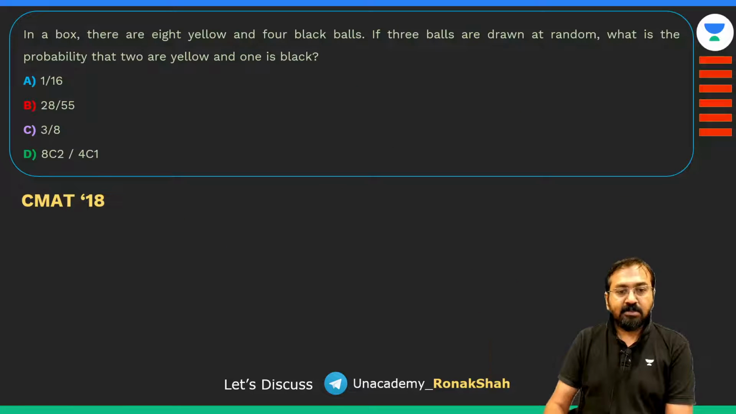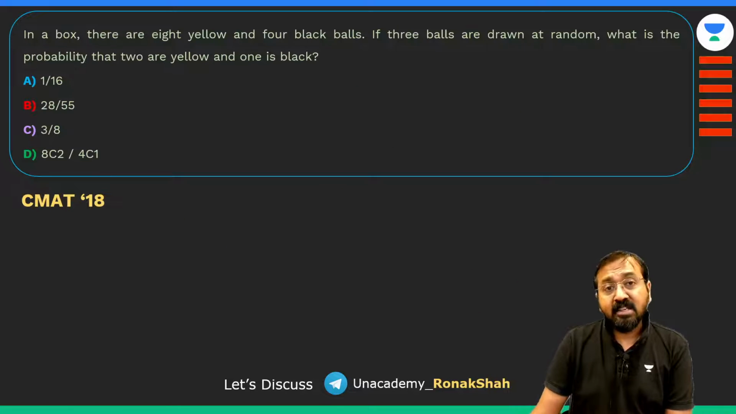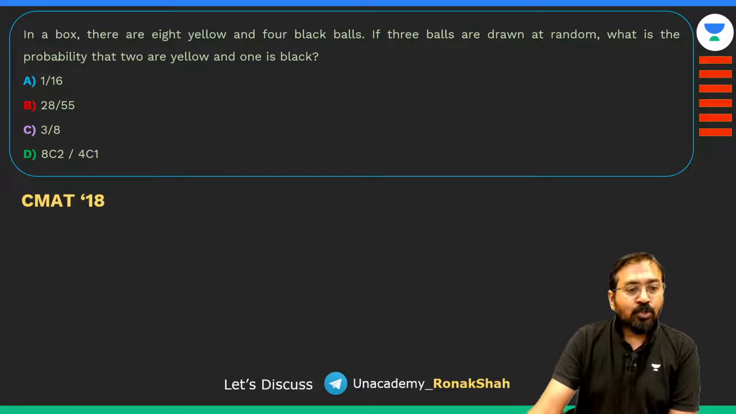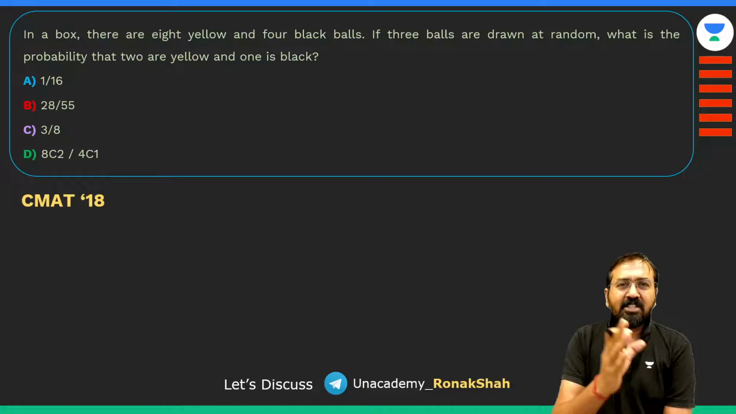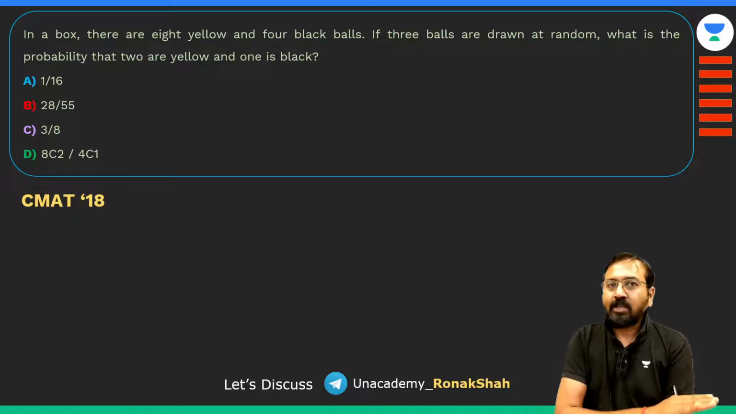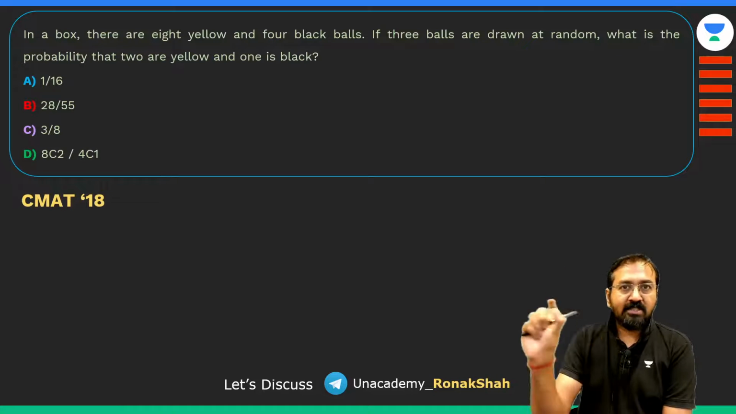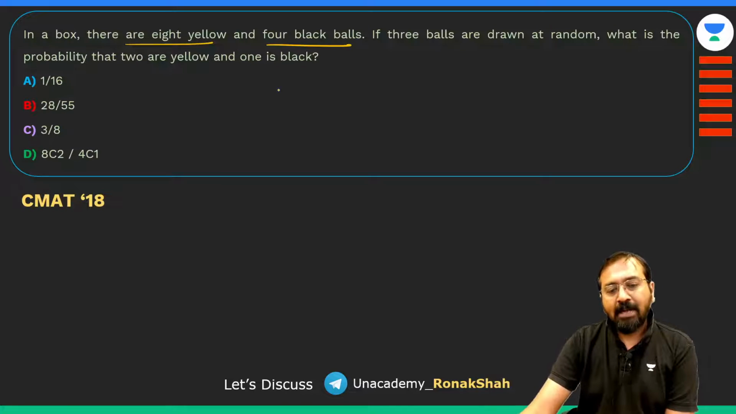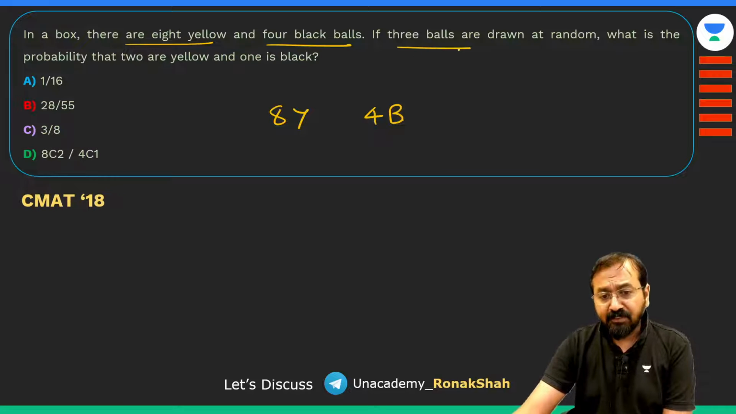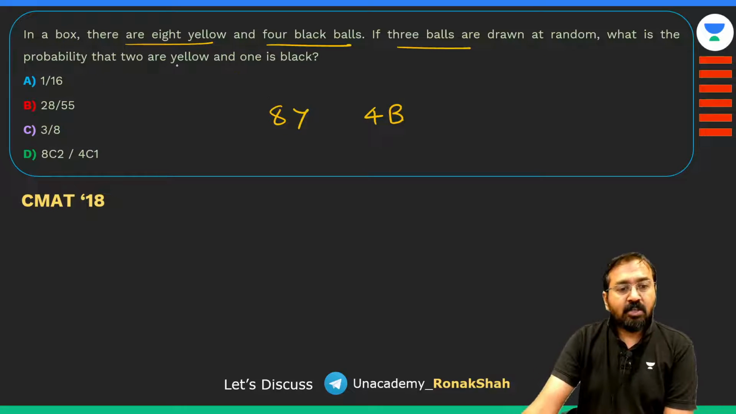Now let's look at some CMAT PYQs, and some really interesting questions have come in CMAT exam. So in next 5 minutes, we'll quickly look at all the 12 questions, because on an average, each question takes about 30-40 seconds, except last two questions which are slightly lengthy. So in a box, there are 8 yellow and 4 black balls. If 3 balls are drawn at random, what is the probability that 2 are yellow and 1 is black?